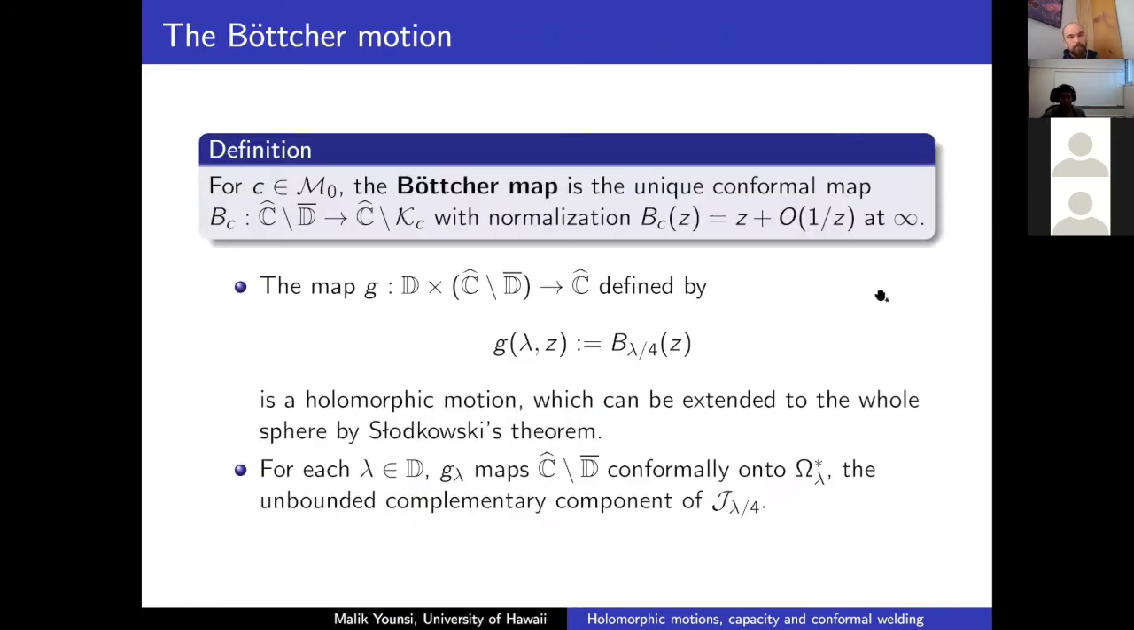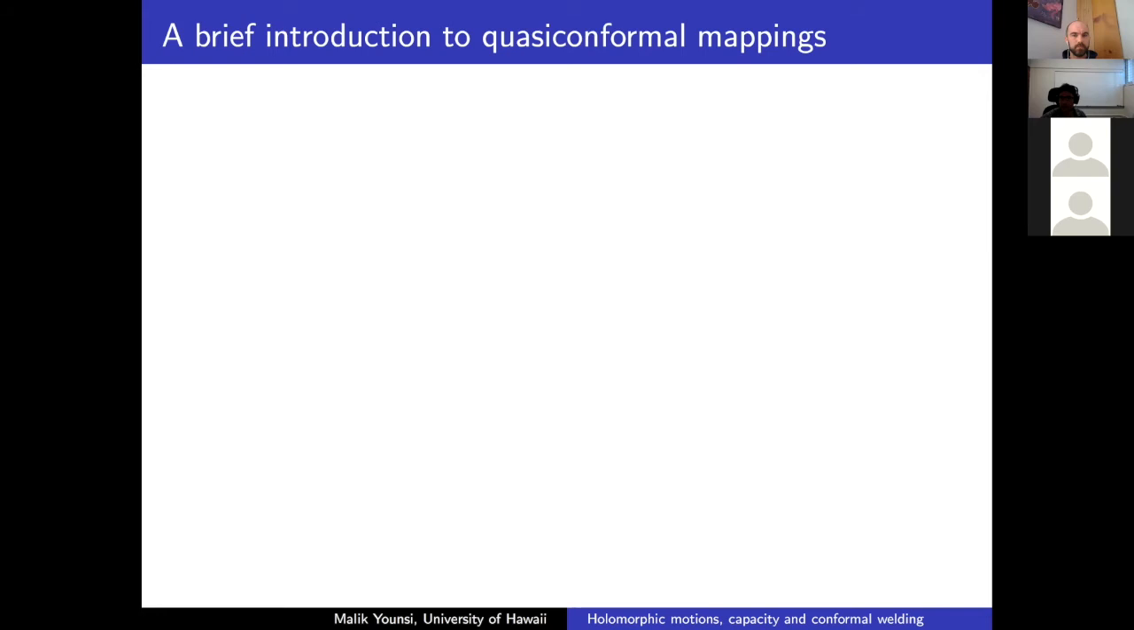Okay, so that gives us a holomorphic motion of the Riemann maps on the outside to the exterior of the Jordan curve Julia set. But now what we want is a holomorphic motion that gives us the welding. So we should try to construct the interior Riemann maps also in some holomorphic way. And for this, I need to say a few words about quasiconformal mapping.